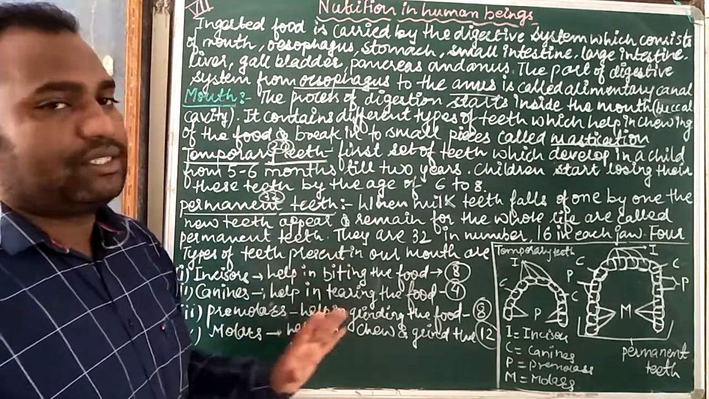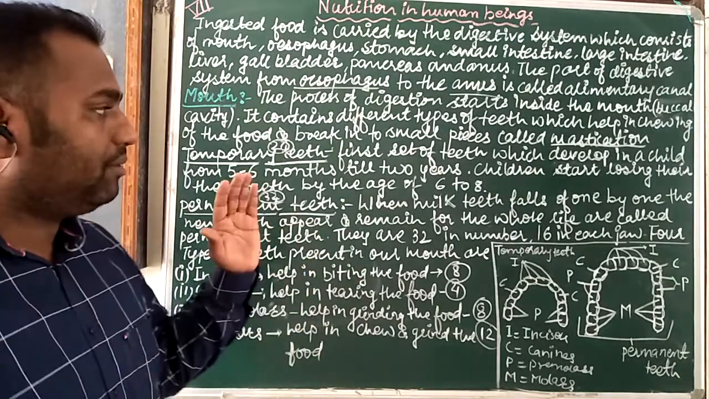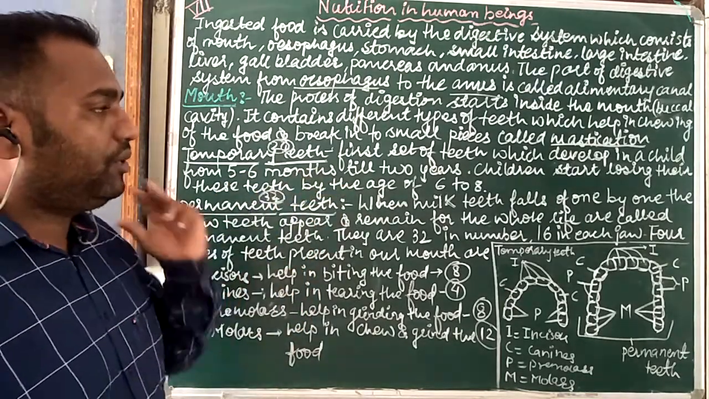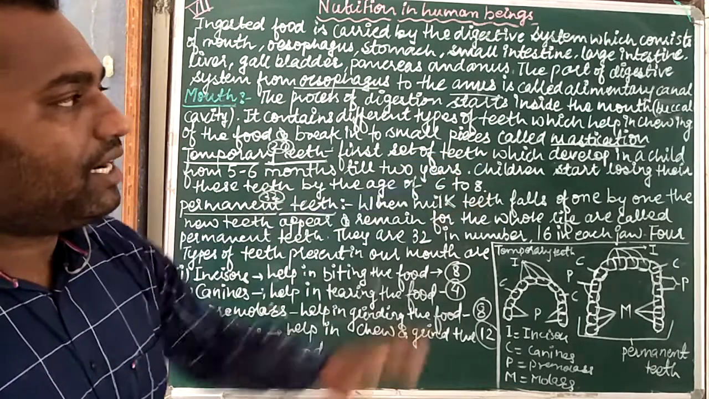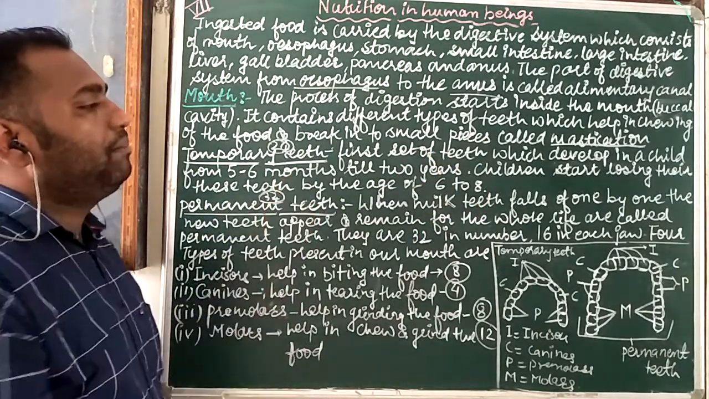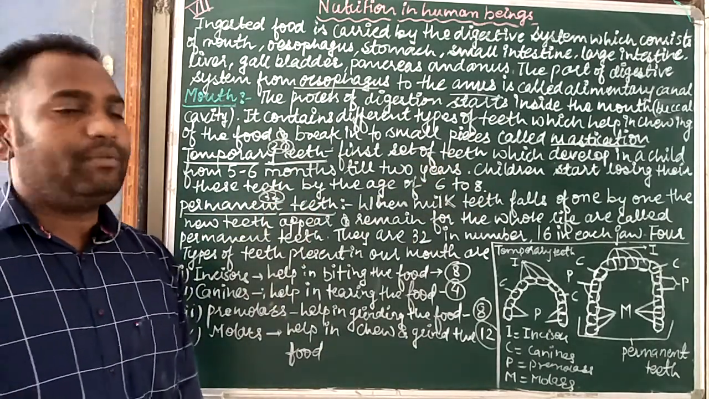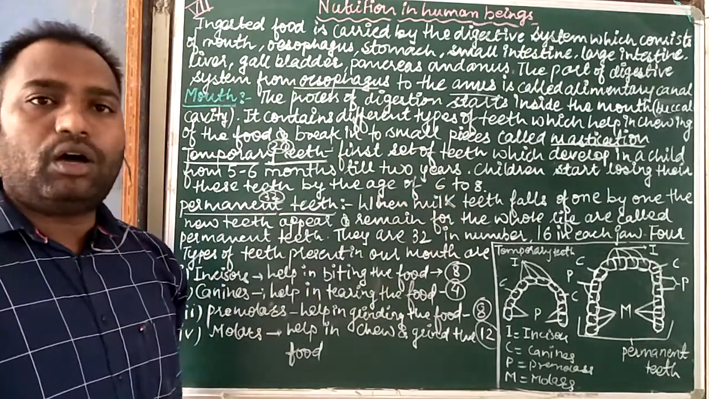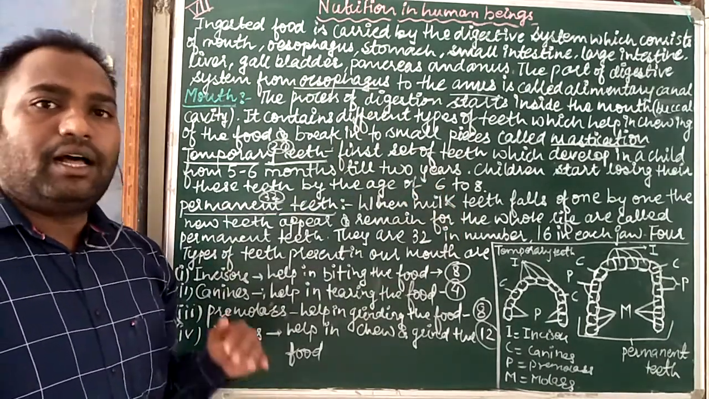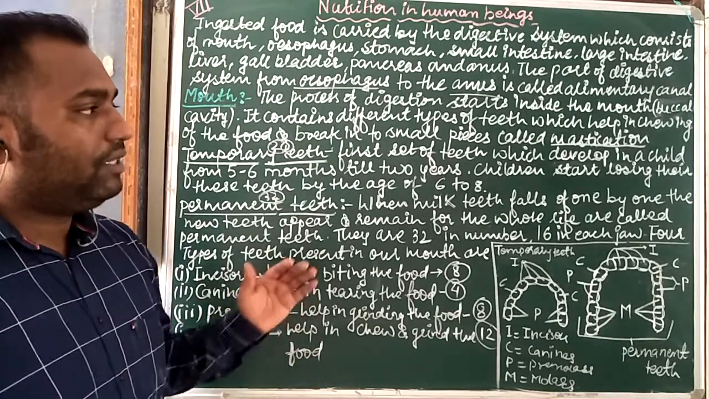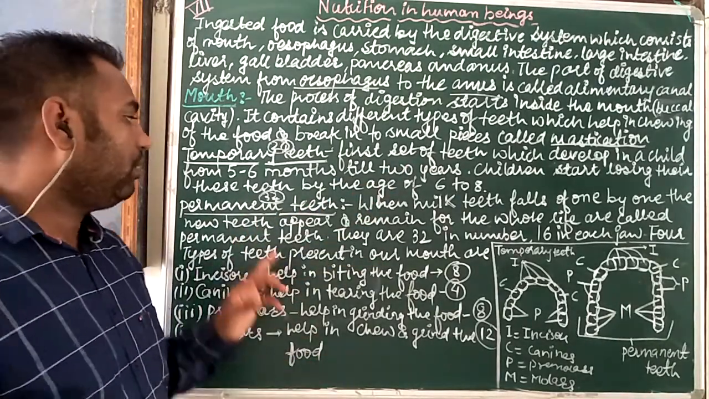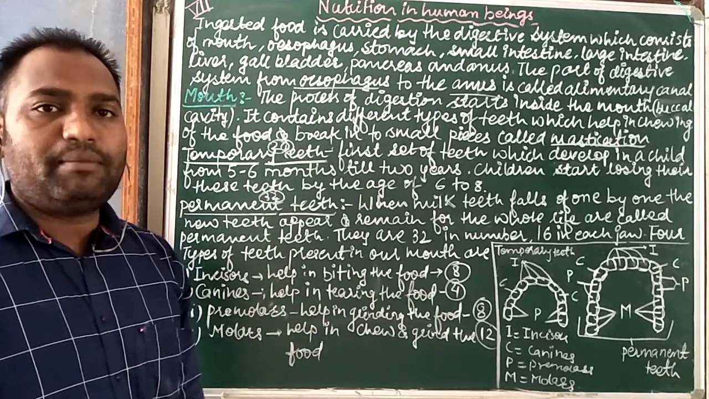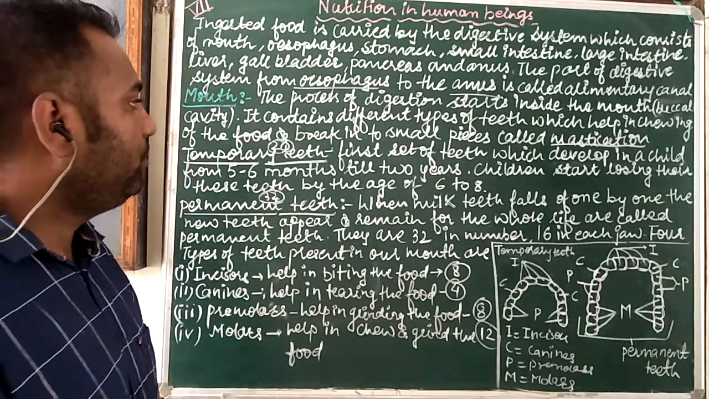So till 2 years they are just germinating, just producing in our jaws, and children start losing these teeth by the age of 6 to 8. When they reach the age of 6 to 8, they lose these teeth, because after that there is a time for permanent teeth. I hope you understood that.